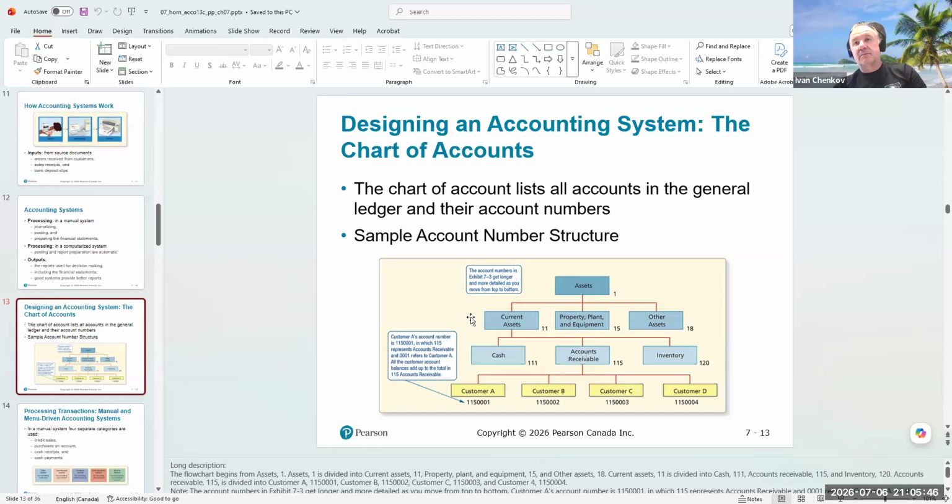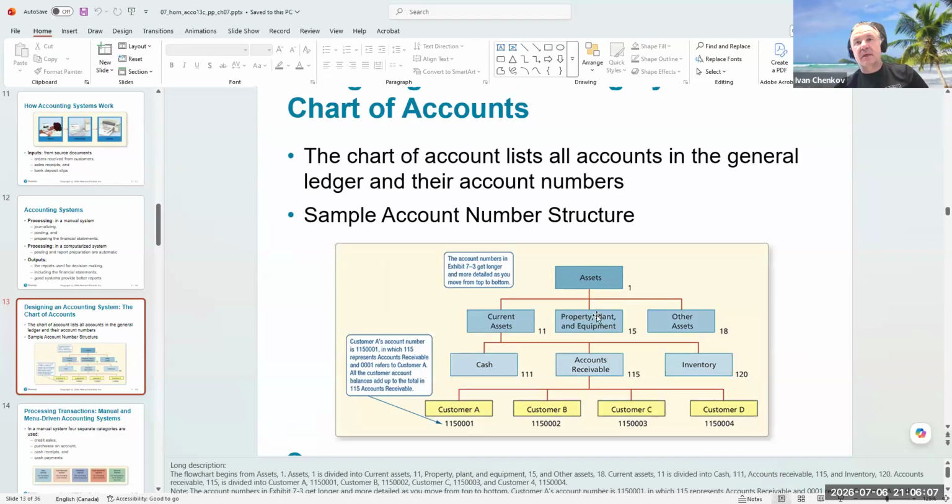So how is the system going to work? We're going to have the accounts. We already know the assets start with 1. Liabilities start with 2. Owner's equity starts with 3. Sales 4. Expenses 5, 6, 7, 8. Now, if we take a look at the assets, number 1 is asset. Then 11 is the current assets, 15 is the property, plant, and equipment, and 18 is the other assets.